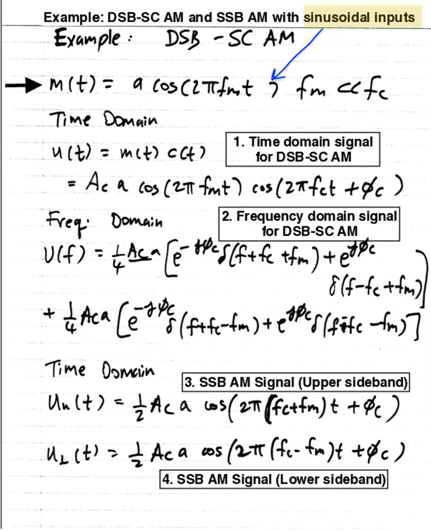For the time domain signal for single sideband AM, we recall the spectrums of the single sideband signals from figure 2 and figure 3 from the previous slide. To get the time domain signal, we can just take the inverse Fourier transform of those spectrums. Equation 3 states the time domain signal for single sideband AM upper sideband, and equation 4 states the time domain signal for single sideband AM lower sideband.